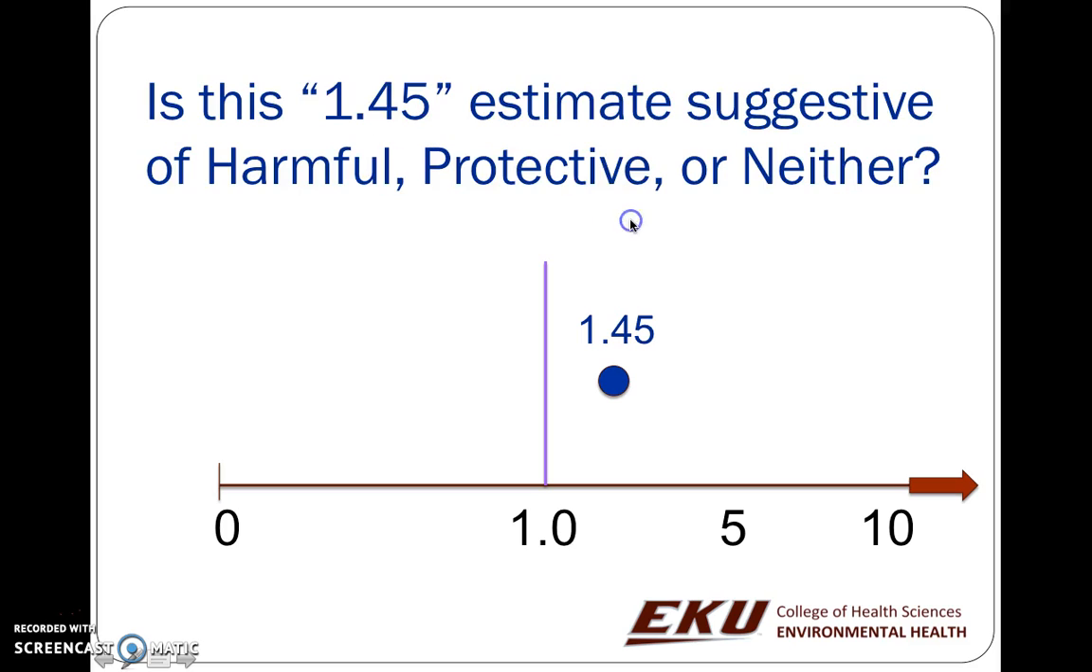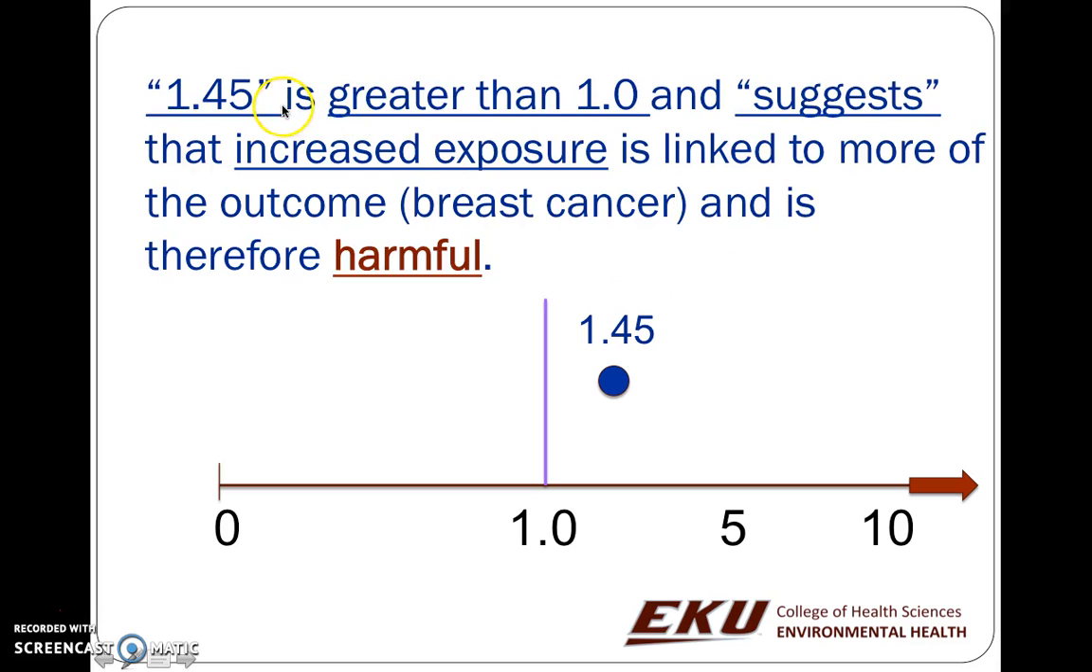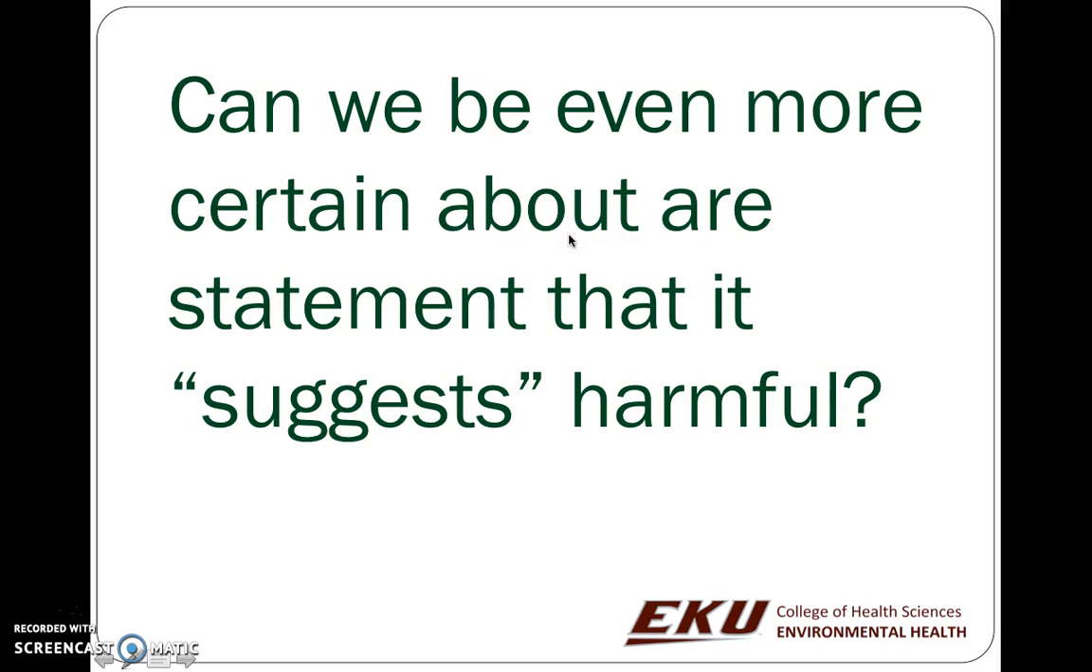So to get us started off, is the 1.45 on the harmful side of the line or on the protective side of the line? Well, since it's greater than 1, it suggests harmful. The estimate suggests harmful. Does not mean harmful, it merely suggests. So 1.45 is greater than 1. It suggests that increased exposure or being exposed is linked to more breast cancer. Therefore, it's harmful.